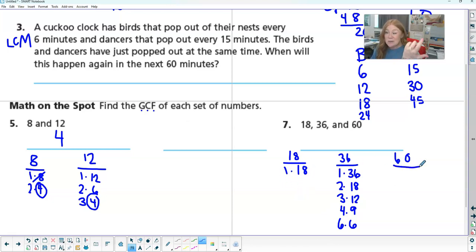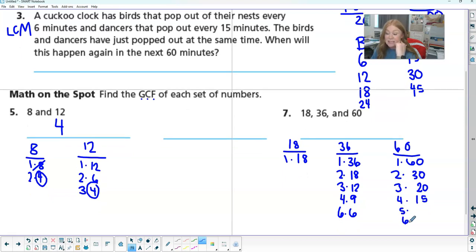And then 60 also has quite a few as well. So 1 and 60. Half of 60 is 30. 3 goes in there 20 times. 4 can. 4 times 15. 5 can. And 6 can.